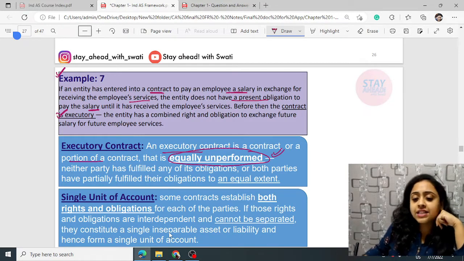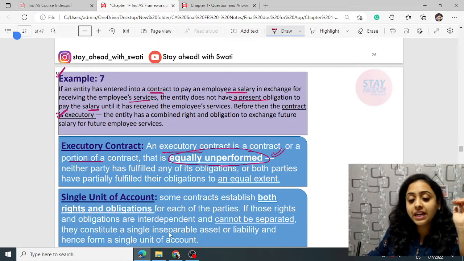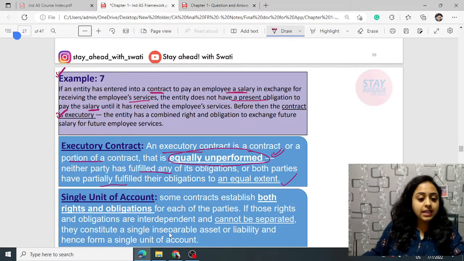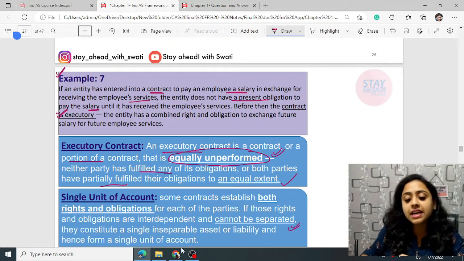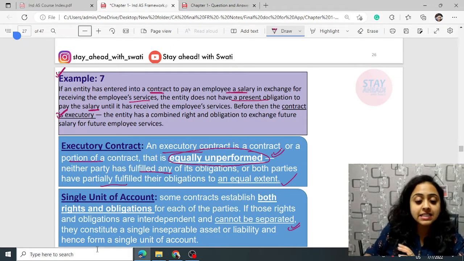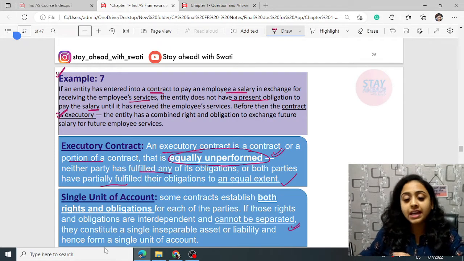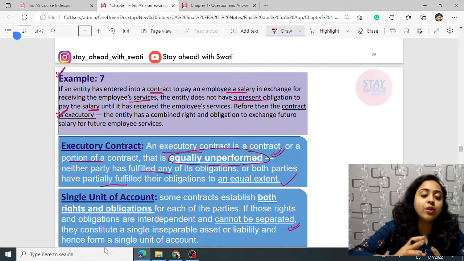Read it again. An executory contract is a contract or a portion of a contract that is equally unperformed. Neither party has fulfilled any of its obligations, or both parties have partially fulfilled their obligations to an equal extent. Single unit of account. Some contracts establish both rights and obligations for each of the parties, and if those rights and obligations are interdependent and cannot be separated, they constitute a single inseparable asset or liability and hence form a single unit of account. If they cannot be separated, then they are considered as one contract.